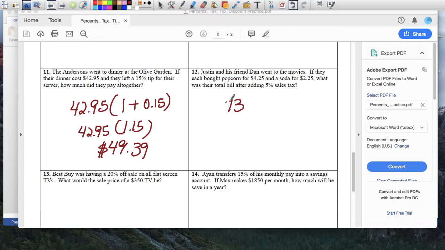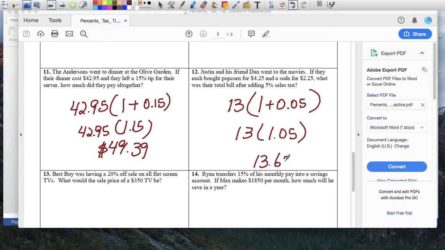So that was a total. And we're adding 5%. So to pay 100% of the bill would be paying that, right? 100%. But they're paying 100% plus a little bit more, and that little bit more is plus 0.05. So in reality, they're paying 105% of their value, which is 13 times 1.05 equals, so their total with the tax was $13.65.